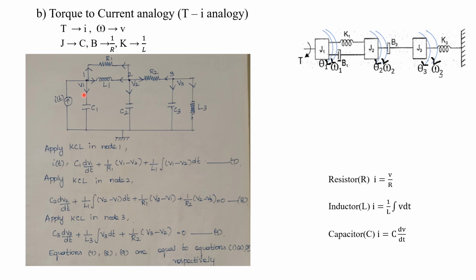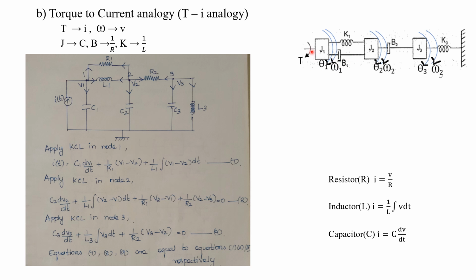For each node you have to put a line like this. For node 2 also we have to put a line, and for node 3 also we have to put a line. Only then can we connect each and every element to node 1, 2 as well as 3. For node 1 we assume the voltage V1, for node 2 the voltage V2, and for node 3 the voltage V3. Now we can draw each and every element.